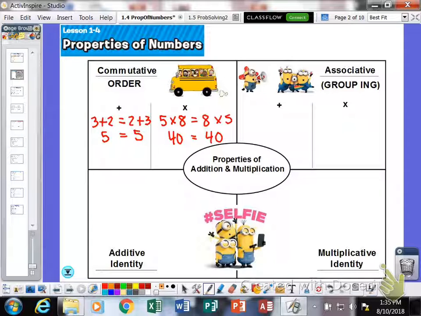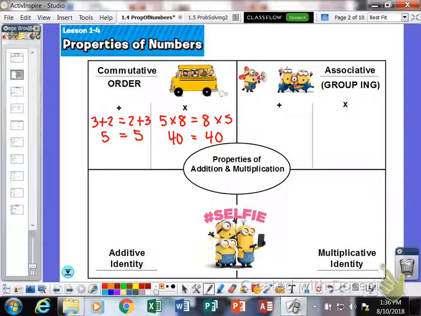Now, the associative property I think of as grouping. It's a group of people that are together, or a group of numbers, and then the group changes to another group of numbers. But you'll still get the same answer with addition and multiplication. This does not work with subtraction or division, only addition and multiplication.